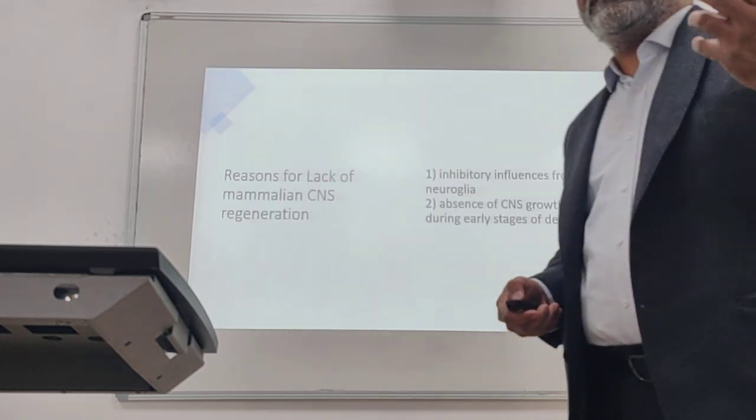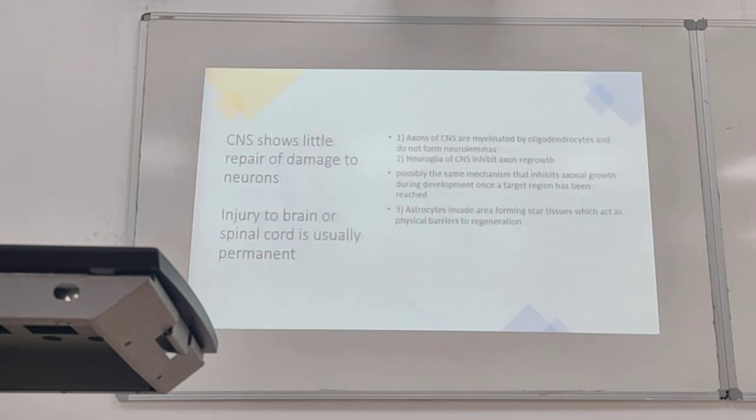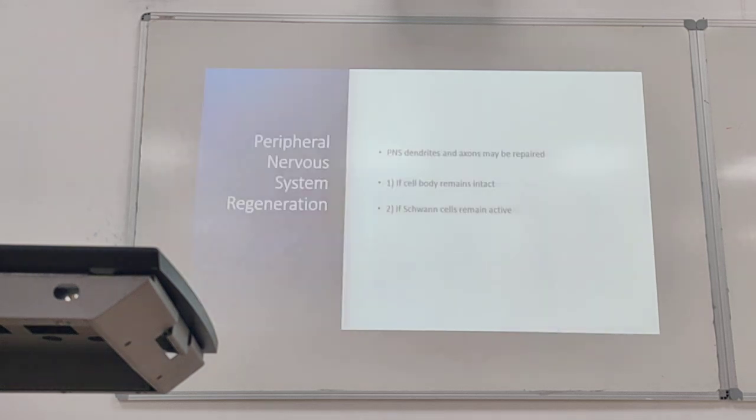So what are the two reasons why regeneration is not there in the central nervous system? Inhibitory influences from neuroglia and absence of CNS growth seen during early stages of development. What am I saying? That now we are just finishing it.